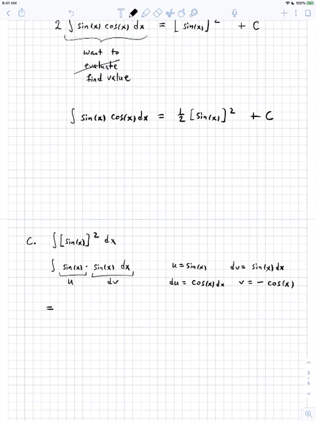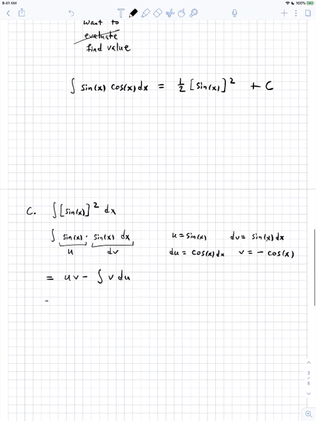This is very similar to the previous problem, except we just have 2 sines instead of a sine and a cosine. So this is going to be u times v minus the integral of v du. So that's sine of x times v, which is negative cosine of x, minus the integral of v, which is negative cosine of x, times du, which is cosine of x.